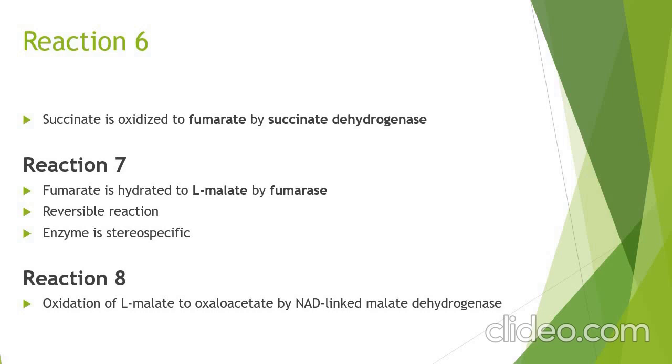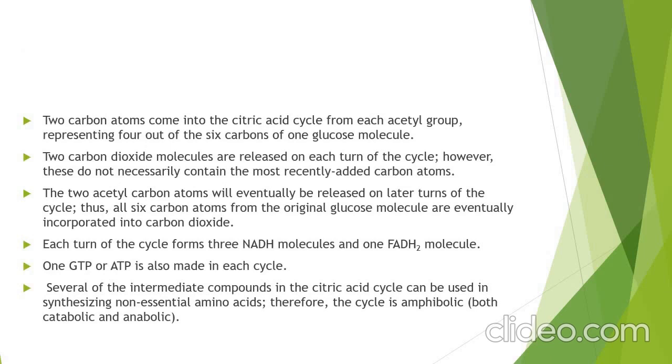oxaloacetate. So the oxaloacetate which was utilized in the first reaction is replenished in the last step of this TCA cycle. And so we can conclude that at the end of this cycle, it has formed 3 NADH molecules, 1 FADH2 molecule is also produced, and along with this, 1 ATP or GTP molecule is also made in this cycle.